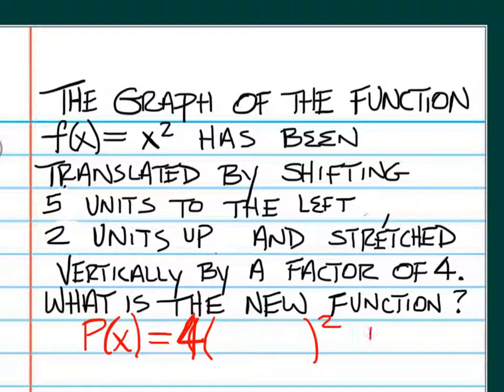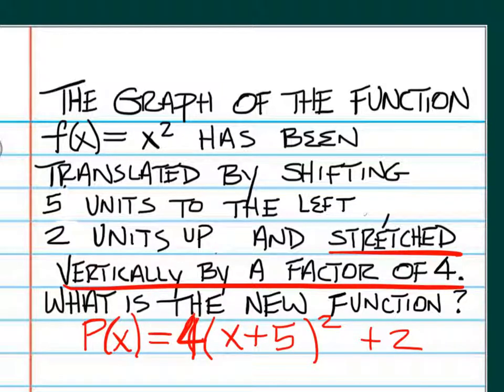Plus 2 on the outside. And then plus 5 on the inside. X plus 5 on the inside. Yep, is that right? Yep. Okay, so the 4 came from stretched vertically by a factor of 4. The 5 came from 5 units to the left. Left on the x-axis is negative, but we put it in as plus 5. And then the 2 came from 2 units up, plus 2.